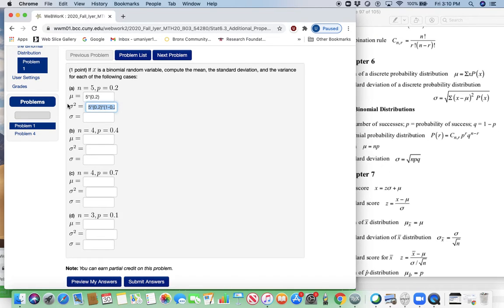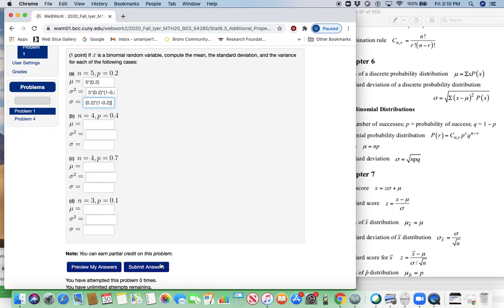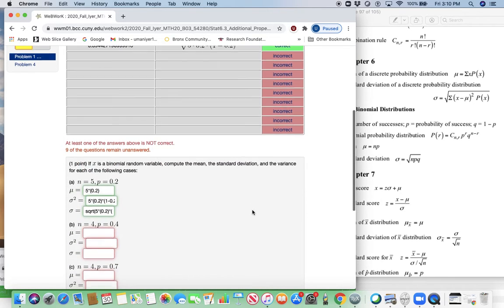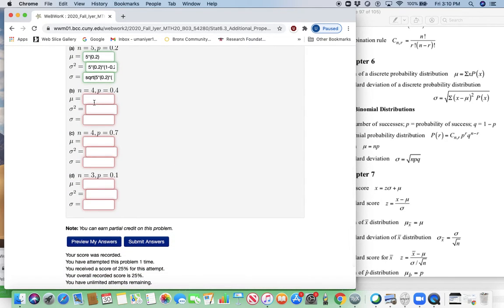So what I'll do is I'll copy that and write it within SQRT. Parentheses, all of that. Close parentheses. Let's submit. Make sure this WeBWorK solution accepts SQRT. It does. Okay. Square root. So now we can proceed with the rest of the problems.